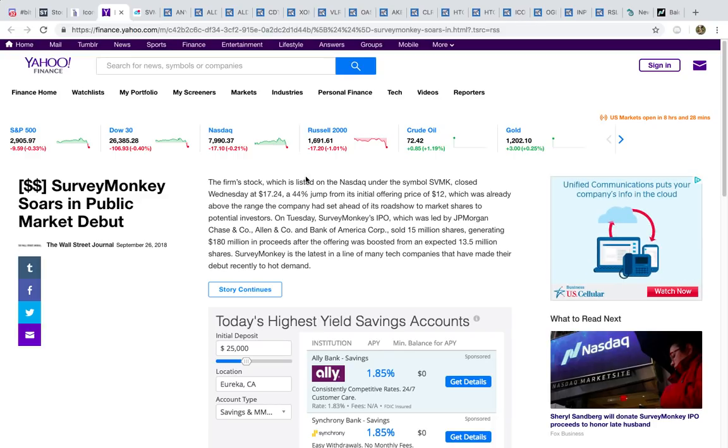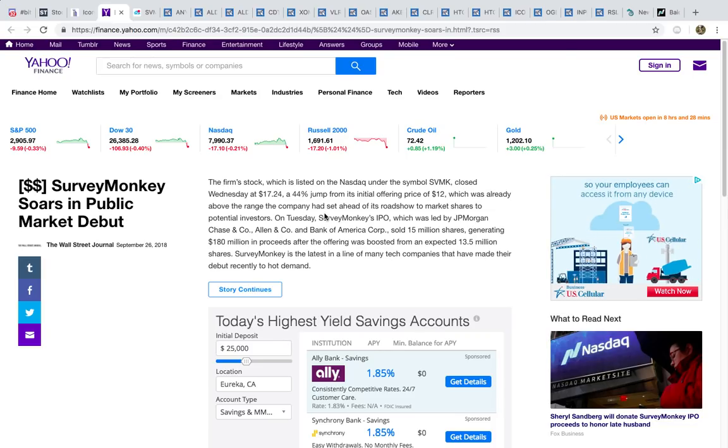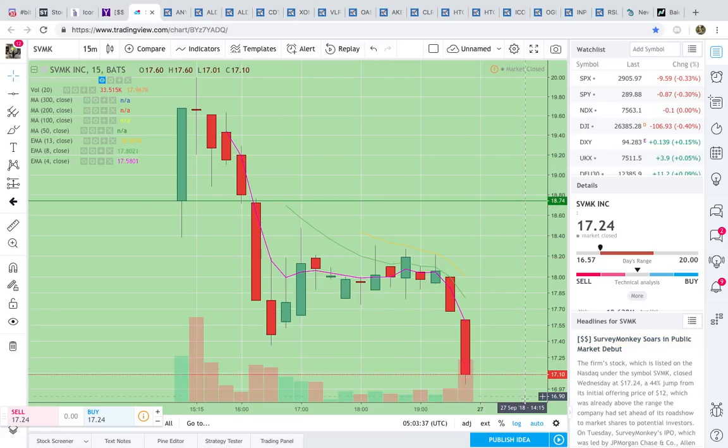All right, this was the IPO out today. It says it soars in public market debut, 44% jump above the initial price of $12. So that sounds great, right? Closed at $17.24. Well, let's look at the chart. So yeah, it closed down here at 17.24. It's down at the bottom of the trading range today.